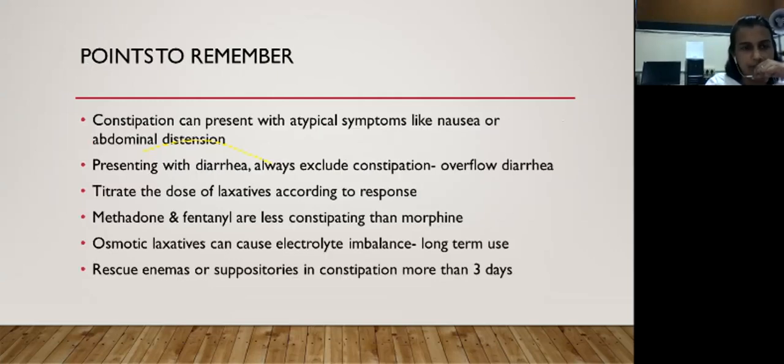So points to remember: constipation can present with atypical symptoms like nausea, vomiting, abdominal distension. It can present with diarrhea; always exclude overflow diarrhea and titrate the dose of laxatives according to response. In opioids, the thing to remember is methadone and fentanyl are less constipating than morphine. So when you're switching opioids, probably you'll have to reduce the dose of laxatives. Osmotic laxatives can cause electrolyte imbalance in the long term, and rescue enema or suppositories for constipation for more than 3 days. Next slide.